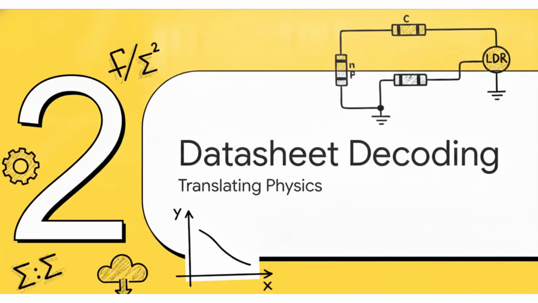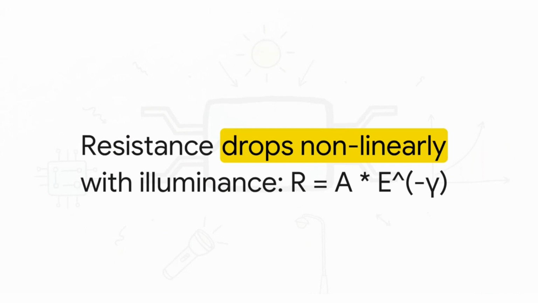Let's translate that physics into math. Okay, here's the crucial math you're going to rely on. The resistance of an LDR drops non-linearly with light, governed by the power law equation. R is your resistance, E is the illuminance measured in lux, and gamma represents your specific material's sensitivity factor. Because it's a nonlinear relationship, if you plot it on a log-log scale, you get a beautifully straight line. That's exactly how engineers calibrate these things for accurate light meters.